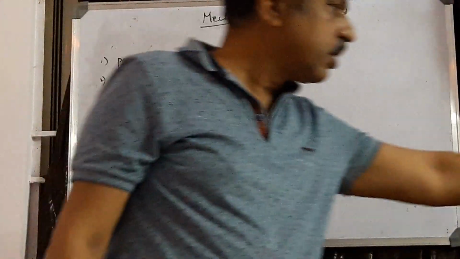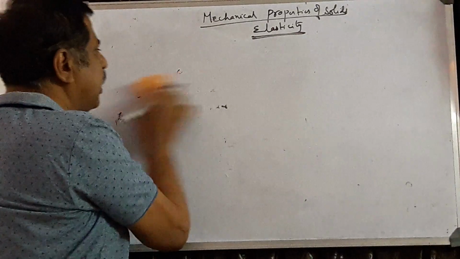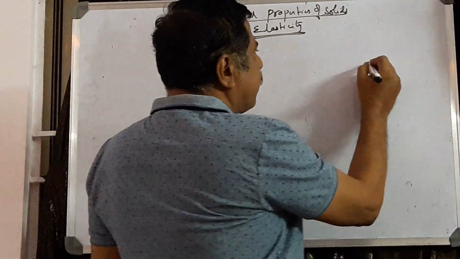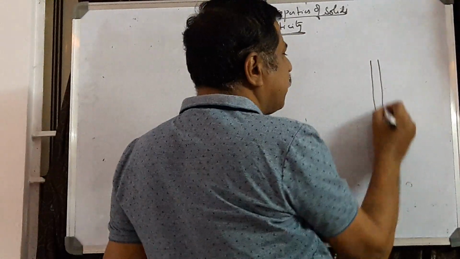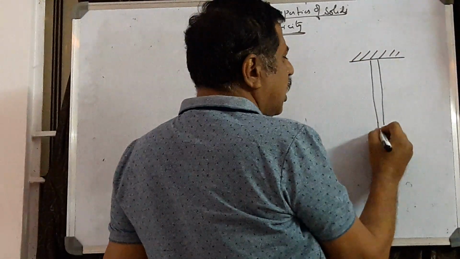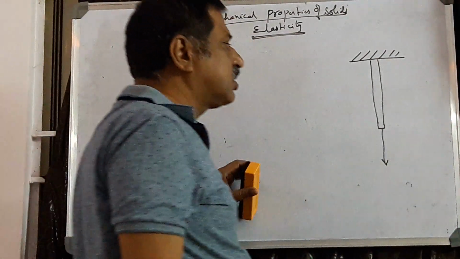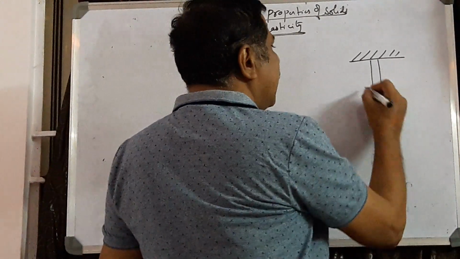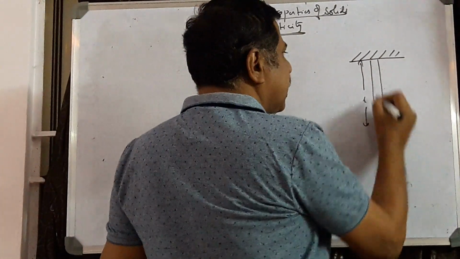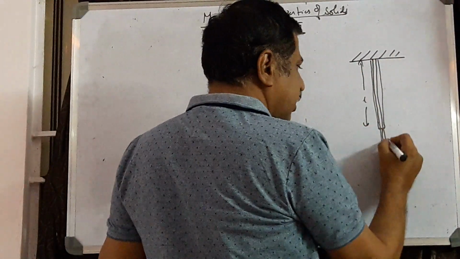Now, first we want to discuss Poisson's ratio. What is meant by Poisson's ratio? Here, for example, a wire is stretched from a fixed support and we apply an external force or deformation force like this. The length of the wire is say L. What happens? The length of the wire increases, but the diameter of the wire decreases. It becomes thinner when it's stretched.